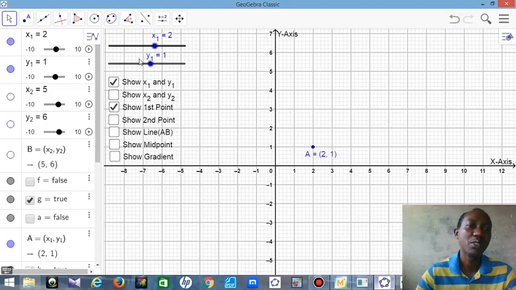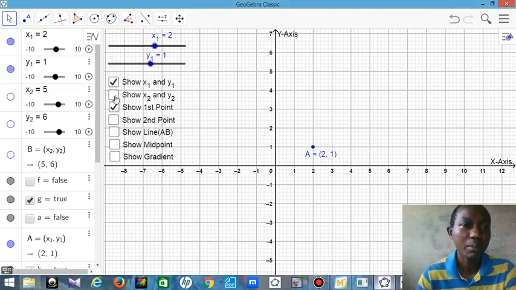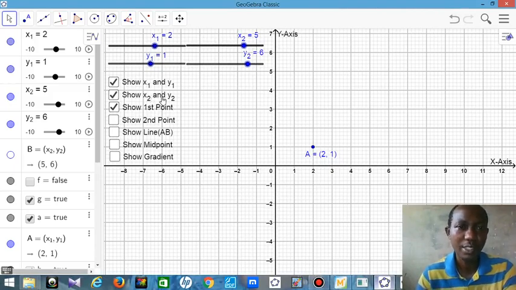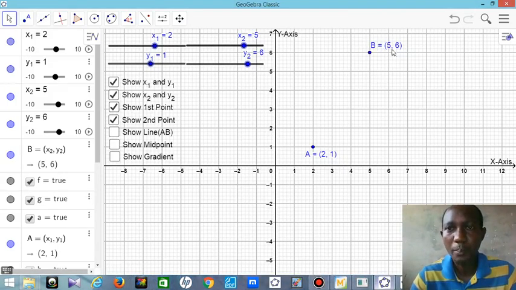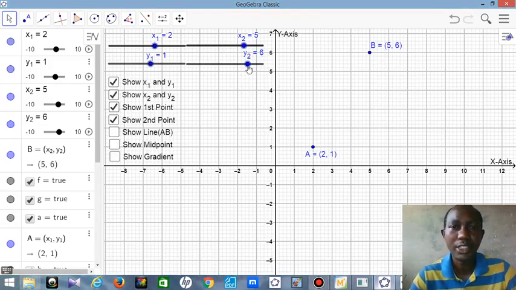So I want to get the distance between 2 points. That means I need another point. Okay, let me show x2 and y2. You can see x2 and y2. Let me show the second point. You can see it, point B is the second point. So x2 is 5. This is 5 here. You can see it. The y2 is 6. So you can change the coordinates depending on the question.